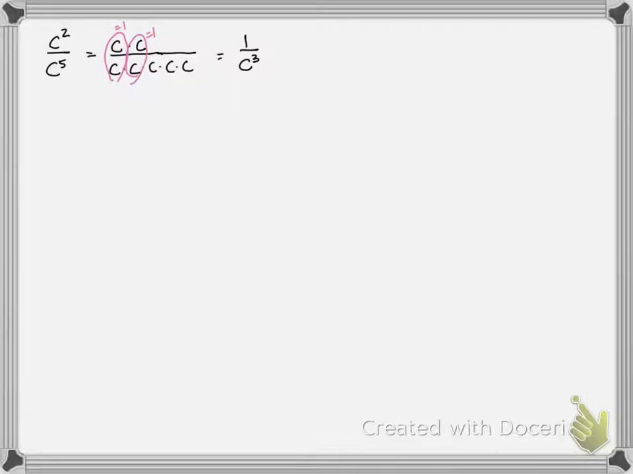Well, remember, we talked about that. If we take the quotient of powers, and we take the numerator exponent and subtract the denominator exponent, that's going to give me c to the negative third. So our conclusion would be that 1 over c cubed equals c to the negative third. And that is really a reversed relationship as well, where c to the negative third power is equal to 1 over c cubed. So this is called the negative exponent property.